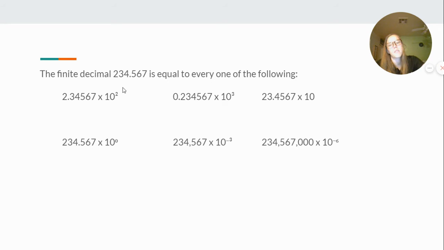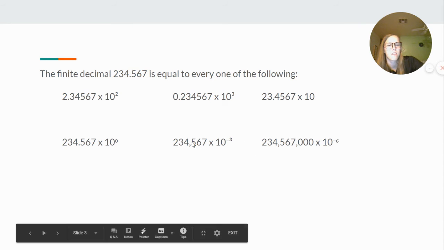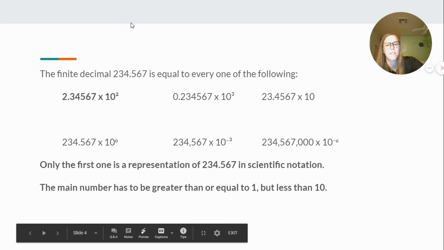So the finite decimal 234.567 is equal to every one of the following. So here we have it written in scientific notation, 2.34567 times 10 to the second, because we can move that decimal 2. Here we have it times 1. Here we have it times 3, so just an extra move from the first one. Here we have it to a negative 3, so we'd move it to the left. Here we have it times 10, so we'd move that decimal once. And then here, like this one, we just move it 6 spaces to the left.